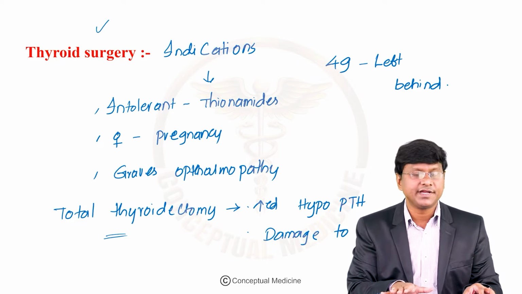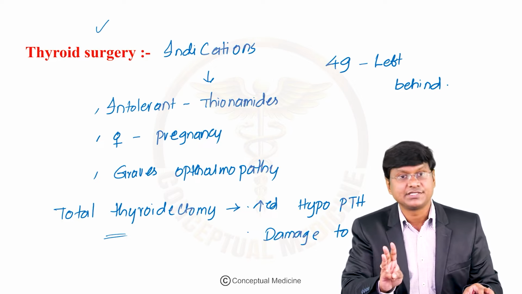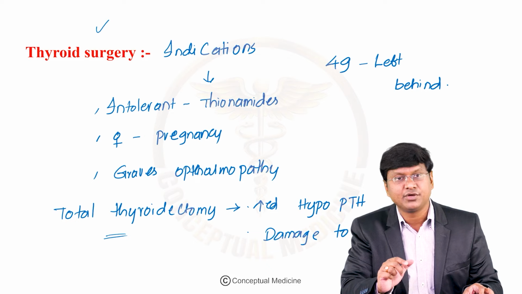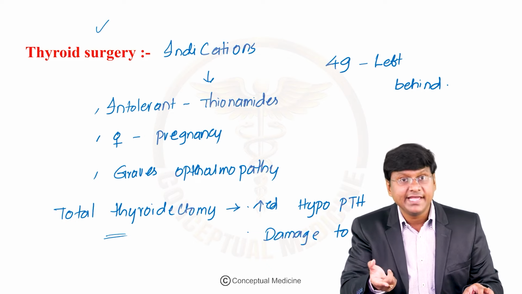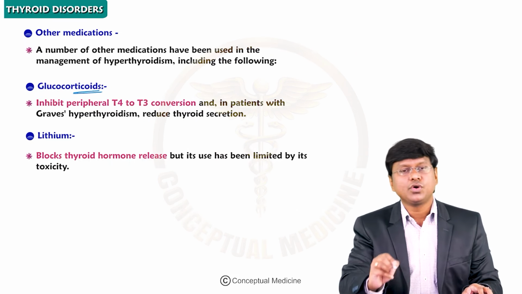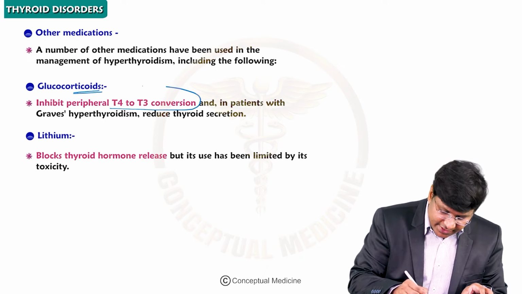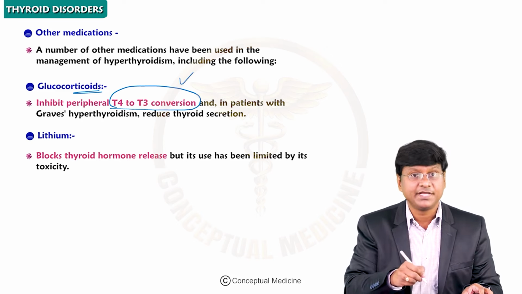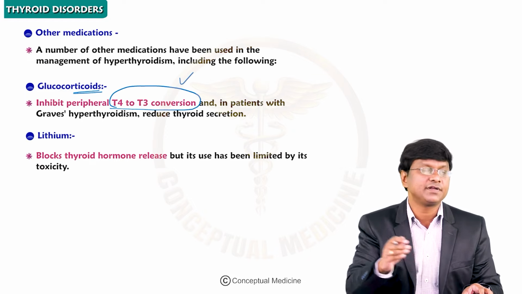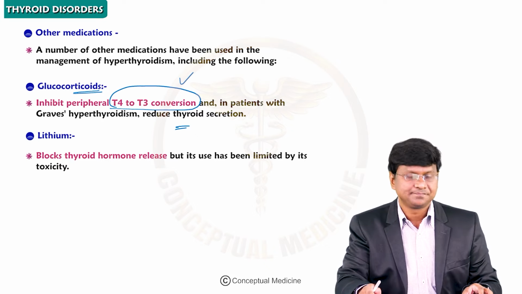So the modalities of treatment in hyperthyroidism are drugs, iodine 131 treatment, and thyroid surgery. And apart from that, we have a few more treatment options, and they include the following. That is the glucocorticoids. Their mechanism of action is that they inhibit the peripheral conversion of T4 to T3. In patients with Graves' hyperthyroidism, when you give glucocorticoids, they prevent the peripheral conversion of T4 to T3, thereby reducing the T3 levels.